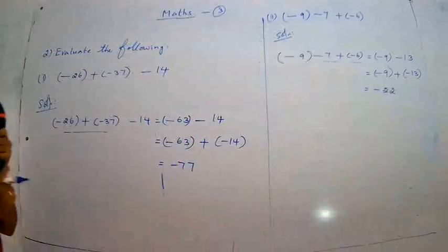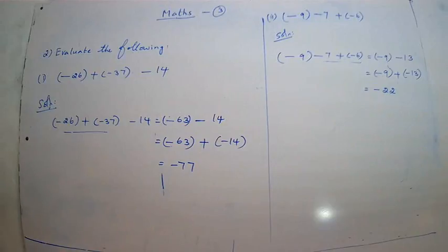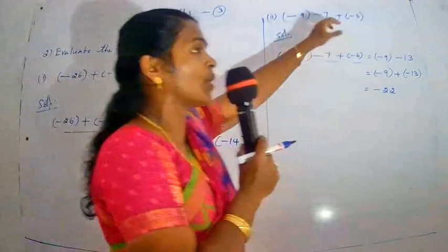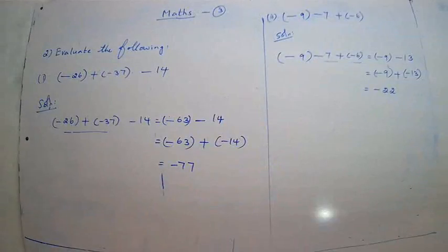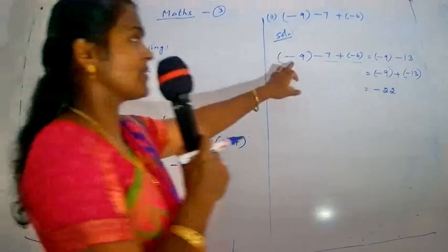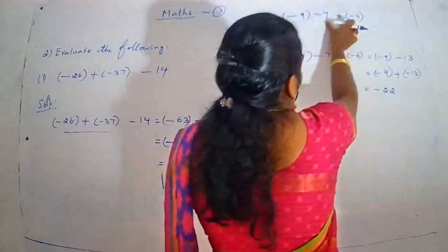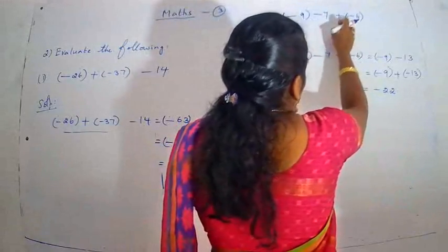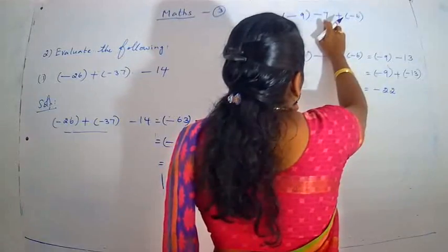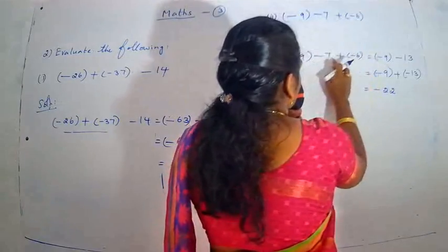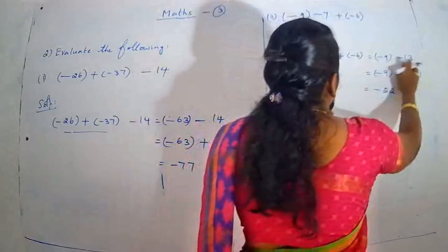Yes? Clear children? So always, if three integers are given, you must do the addition first. That is the BODMAS rule. BODMAS. Addition, then only after, subtraction. Okay? That's why you always do addition first. Okay children? Minus 9 minus 7 plus minus 6. So which one is addition? These two integers only. So first find minus 7 plus minus 6, your answer is minus 13.